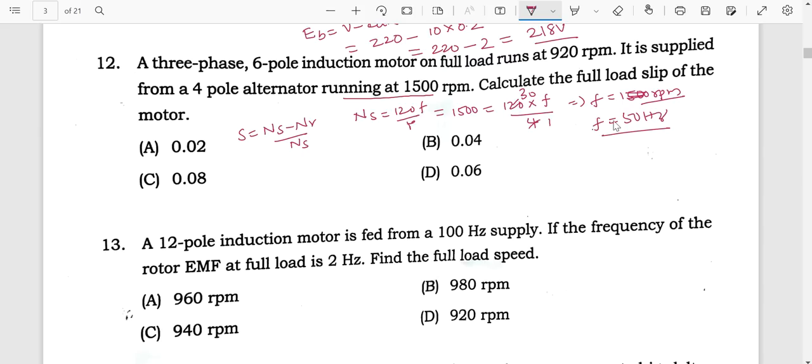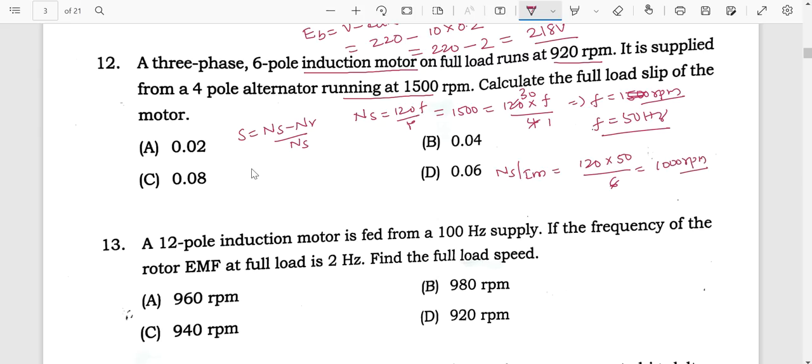Now same formula for the induction motor. The induction motor is running at 920, so Nr value is given. What about the Ns? Ns for the induction motor is equal to 120, f value will be 50, divided by P is 6. So it is 1000 rpm. The nearest value is 1000 rpm.